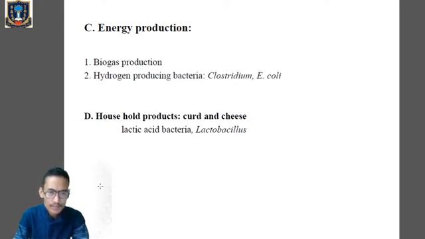And the last one is the role of bacteria in household products, where they are utilized for the formation of curd and cheese. The bacterium employed is lactic acid bacteria called lactobacillus. Kindly remember the name lactobacillus, also called lactic acid bacteria, which is used in the production of curd and cheese, the household products.